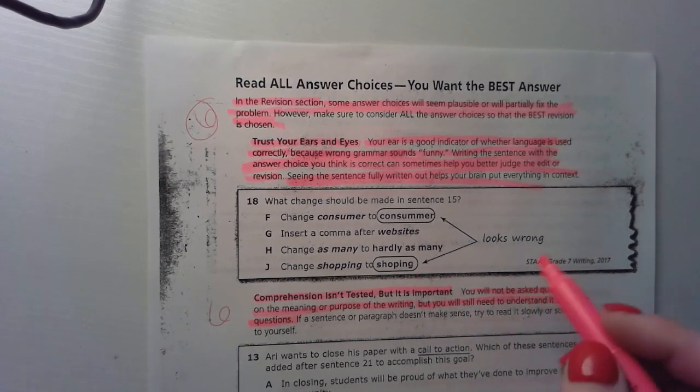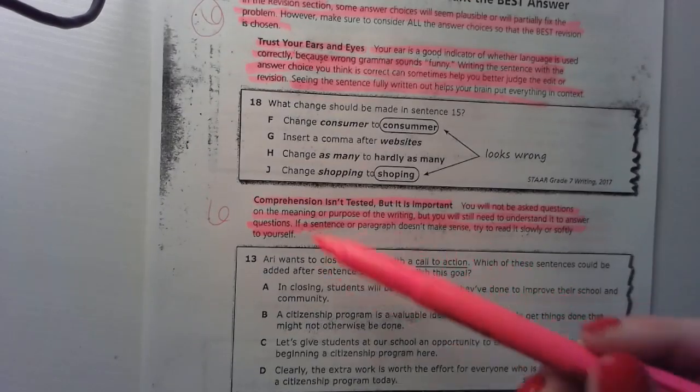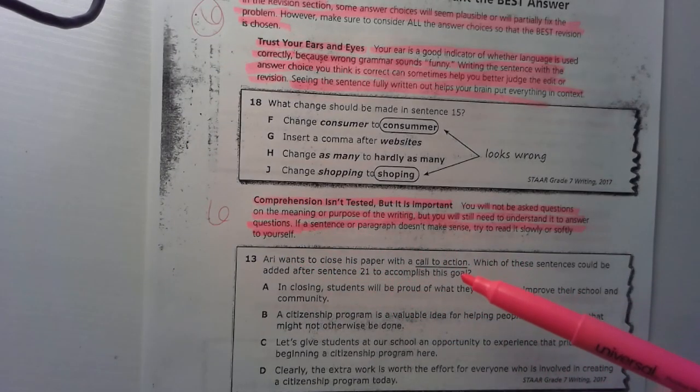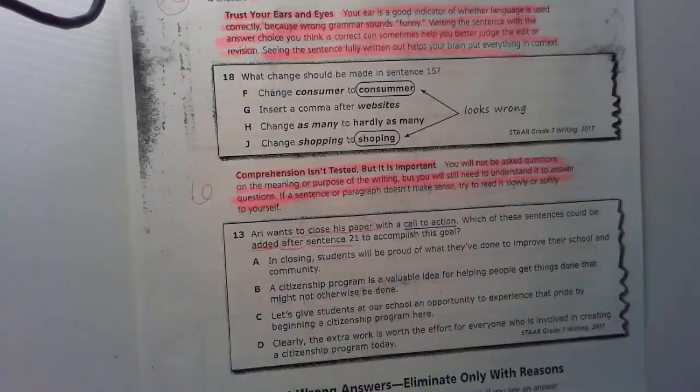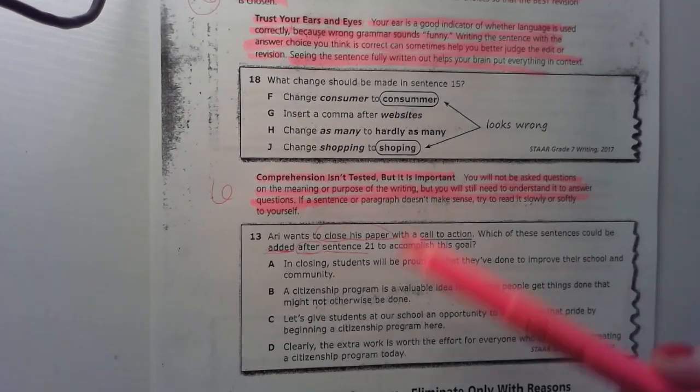If a sentence or paragraph doesn't make sense, try reading it slower and softly to yourself. All right, for example, Ari wants to close his paper with a call to action. Which of these sentences could be added? So it's asking to add after sentence 21 to accomplish this goal, and that is to close this paper. And then these are your answer choices.